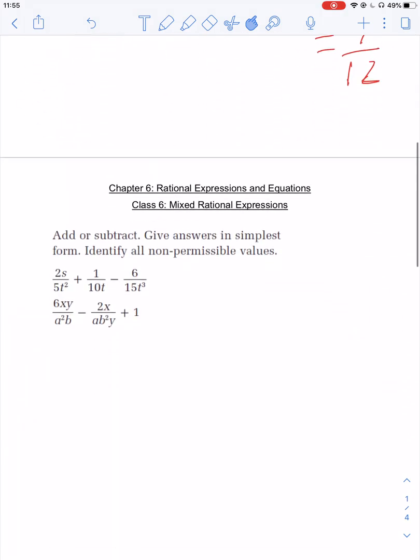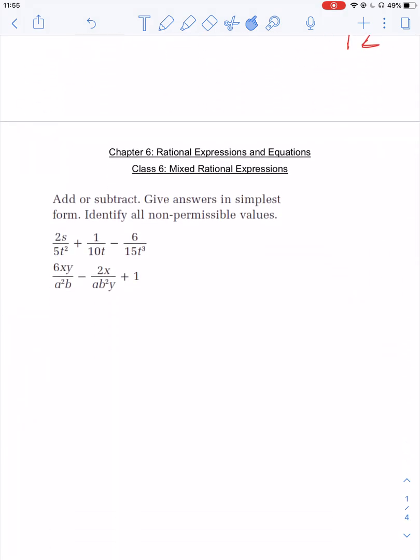So let's move on. Okay, so here, this is kind of a mixed question, right? But in this case, you only have addition and subtraction. So when you have addition and subtraction, you have to do whatever comes first.